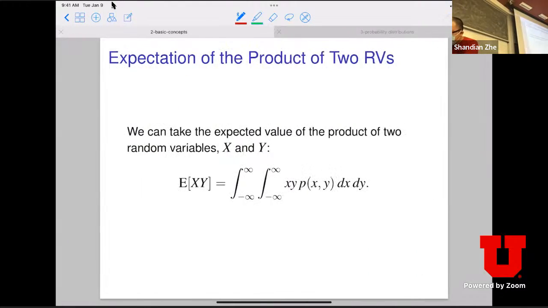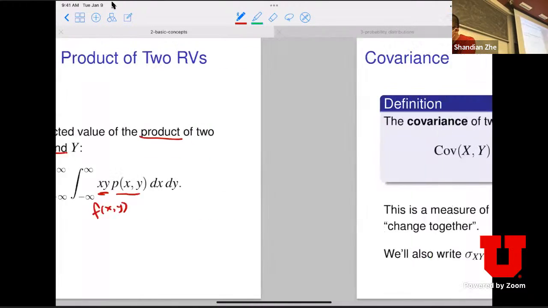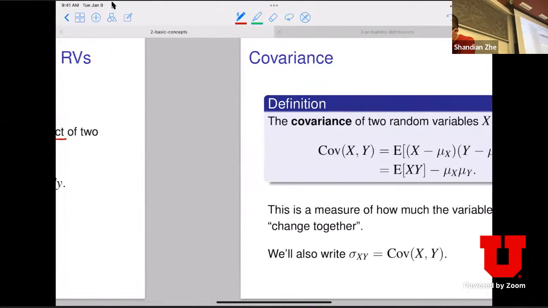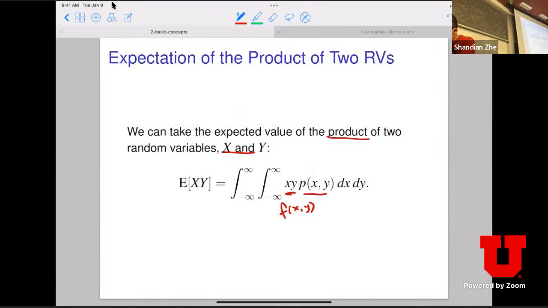Okay. And if you want to compute the expectation of the product of two random variables x, y, again, you can view this as a function of the random variables. And you just multiply x, y with the joint density and do the integral.